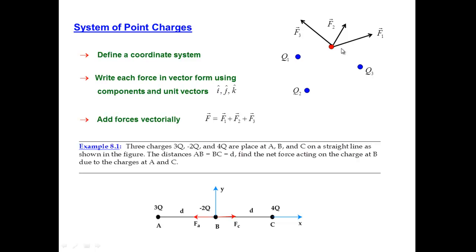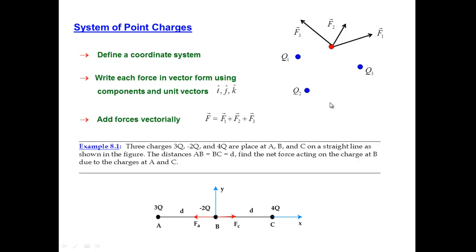All right, I've drawn it like this, assuming that these charges all have the same sign, so that would be a repulsive force. F2, the same way. It's the force that charge 2 exerts on the red charge. And then F3 is the force that charge 3 exerts on the red charge.